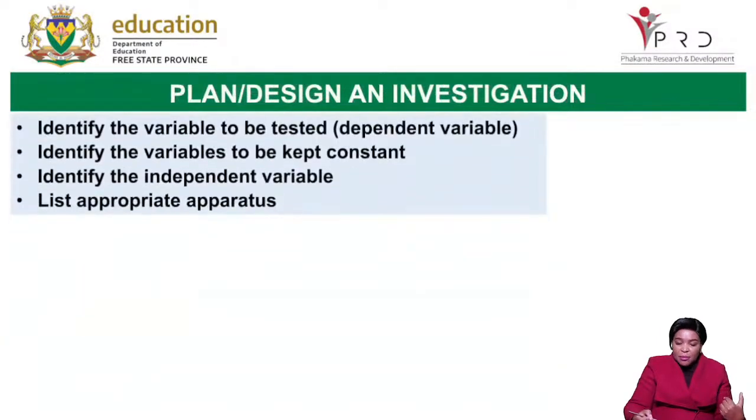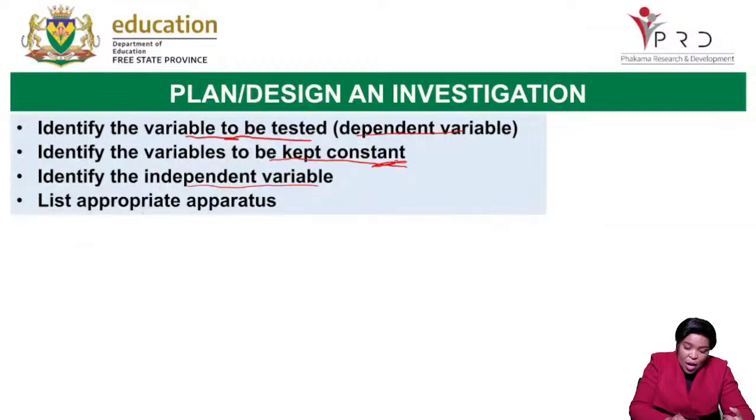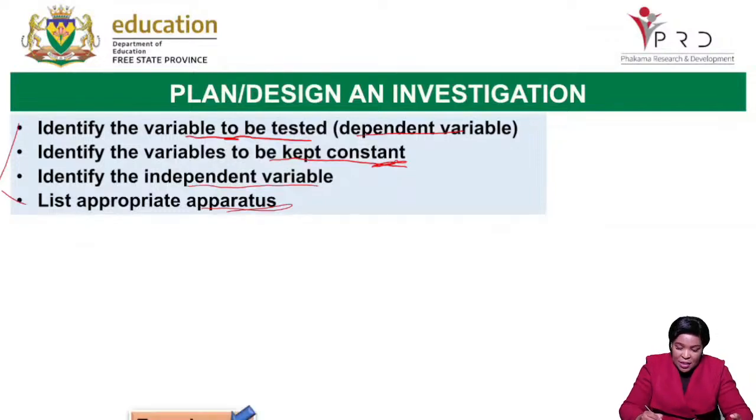Then you start planning. When you plan your investigation, you must identify those variables to be tested. Then you must identify your dependent variable. Identify the variables to be kept constant: same type of plants, same amount of time, same amount of water, same everything. Check which ones you must keep the same, and then identify your independent variable and identify the list of appropriate apparatus that you are going to use to test what you are testing. So this is the planning stage of an investigation.